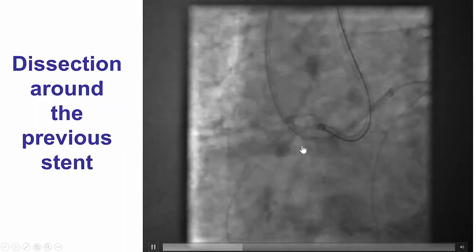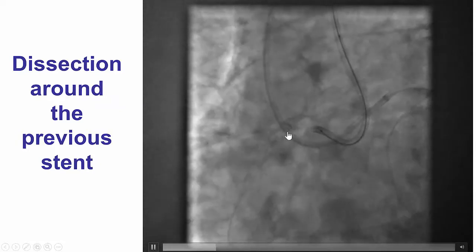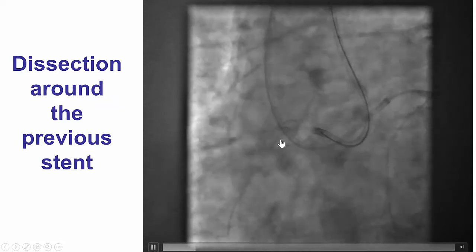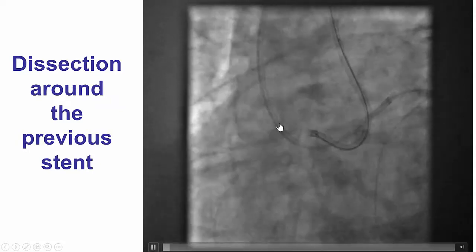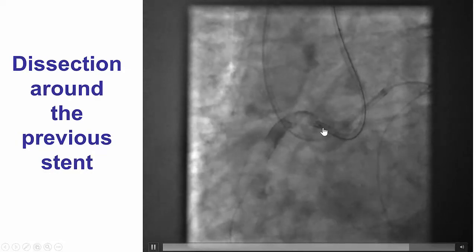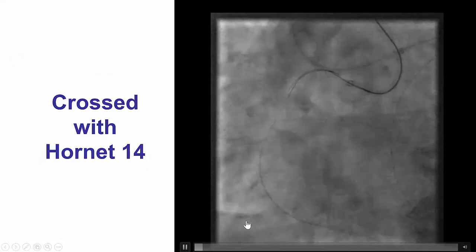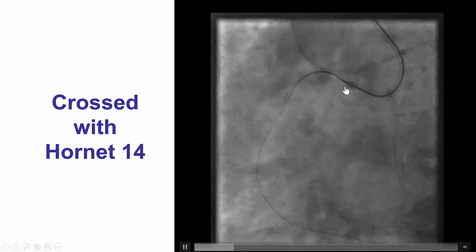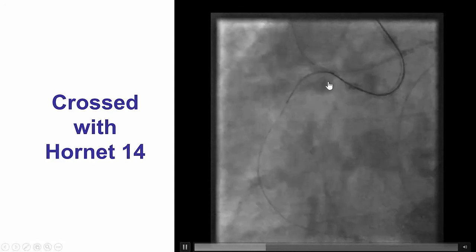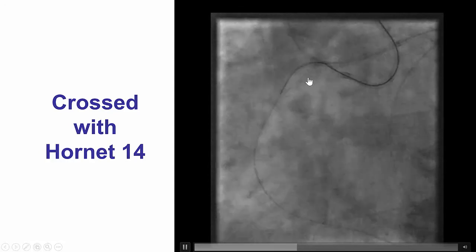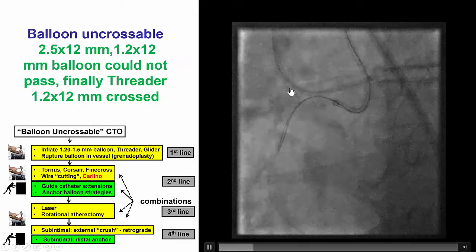We did then the retrograde Carlino technique. And by doing the Carlino now, we can have a better appreciation of the subintimal space and try to reduce some of the resistance to Antegrade wiring. And indeed, after doing that, we were able to advance an Antegrade Hornet 14 parallel to the retrograde guidewire.